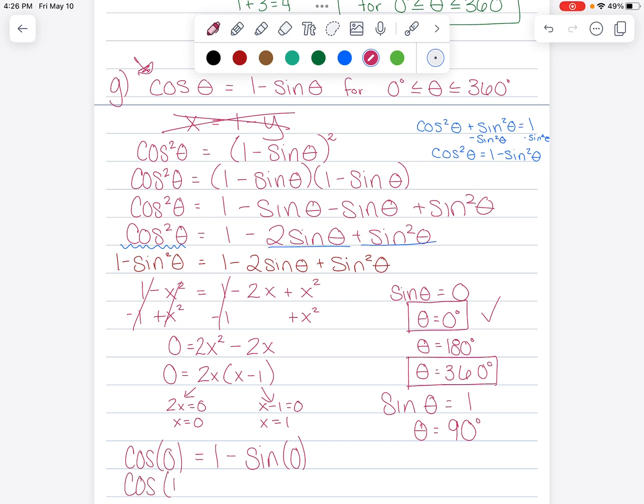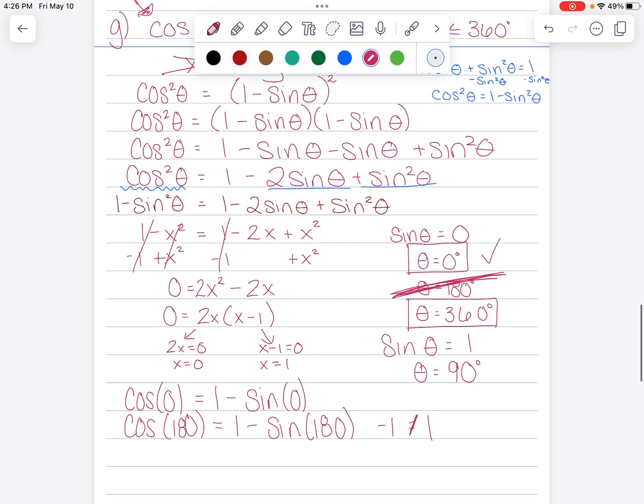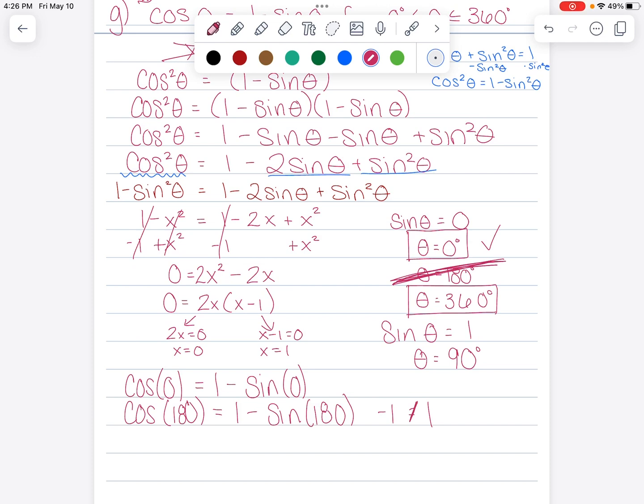Okay, 180. Cosine of 180 equals 1 minus sine of 180. Cosine of 180 is negative 1. 1 minus 0 is 1. No, those are not the same. That one doesn't work. That's an extraneous solution. You have to indicate some way that that is not a solution. The easiest way to do it is cross it off. Sine of 90, that one works. And we're good. But don't forget to check for your extraneous solutions.